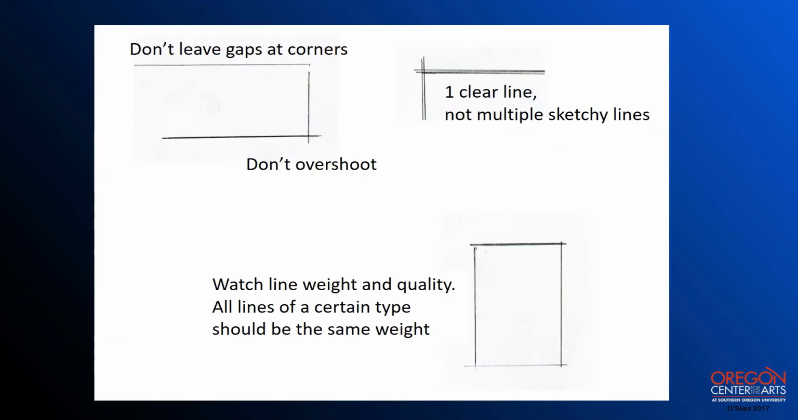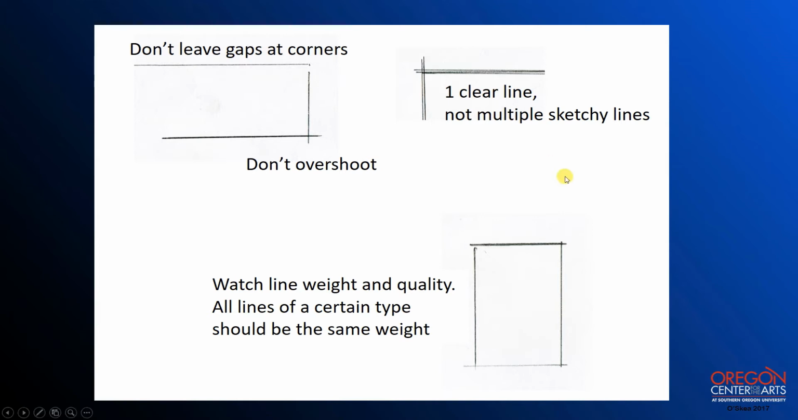Don't leave gaps at corners, and don't overshoot the corners. That's something I see a lot of, and a lot of times you're overshooting with multiple lines and it gets kind of blurry. So one nice clear line, not multiple sketchy lines. Because again, if you were to sit down and try to pull a measurement off of this in the scene shop, which one of these lines am I going to have to look at here? I can't tell which of these is the line that I need to measure from. So you want one nice clear line, not a bunch of sketchy ones.